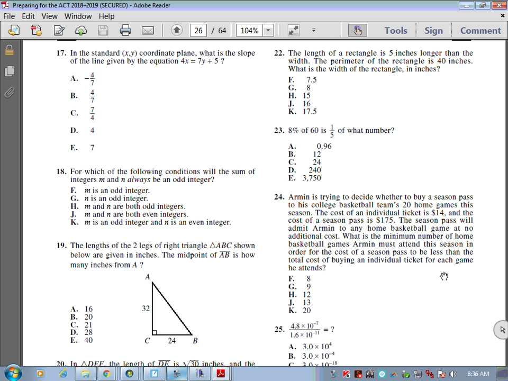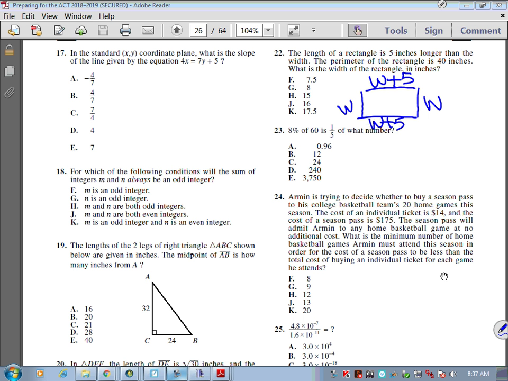22. The length of a rectangle is 5 inches longer than the width. The perimeter of the rectangle is 40 inches. What is the length? What is the width of the rectangle in inches? So I start off with a rectangle. They tell me that the length is 5 inches longer than the width, but they don't tell me what the width is. All I know is that the length is the width plus 5. They tell me that the perimeter is 40. Because it's a rectangle, opposite sides are going to be congruent. So I'm going to add all of that up. W plus W is 2W.